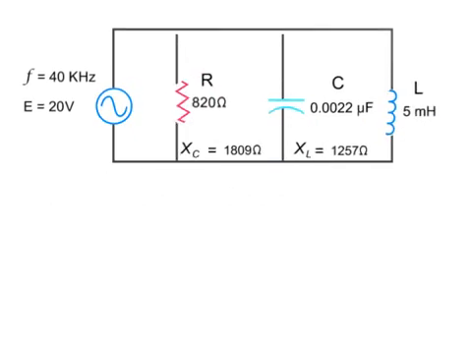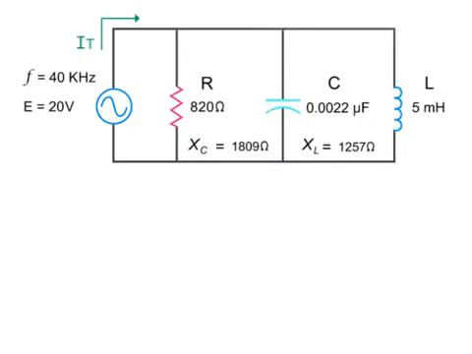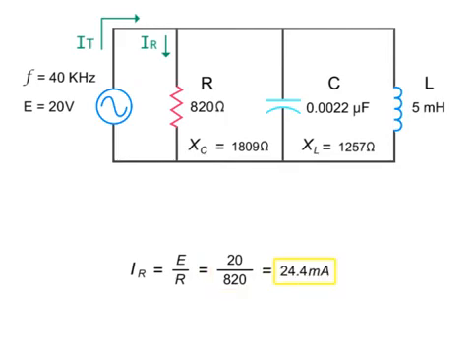Using similar equations, you can also solve for the various current values in a parallel circuit. In this case, we'll use the same resistance values obtained previously for the series circuit. To calculate the current through the resistor, divide the source voltage by the resistance at the resistor, which is 20 volts divided by 820 ohms, which equals 24.4 milliamps.